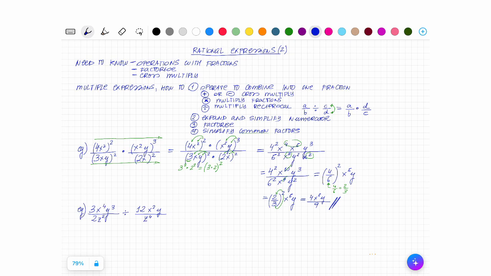The last example is one in which we've got a division. So we need to multiply with the reciprocal. Remember, it's just flipping numerator and denominator. So I'm going to simply copy the first fraction as it is, 2z squared, and now the reciprocal of the second one, and we're going to multiply together.